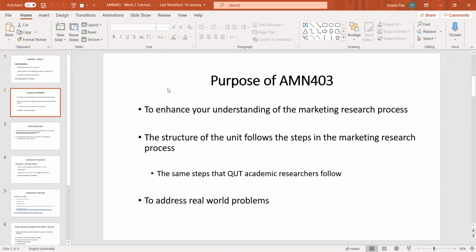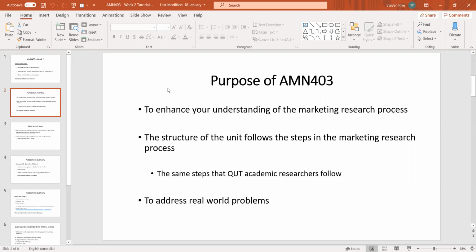So the purpose of AMN403 is to enhance your understanding of the marketing research process. This is an introduction to marketing research. We don't have time to get you to go out and collect any primary data. So what we're doing is stepping you through the research process, starting with working out what the problem is to analysing the data.